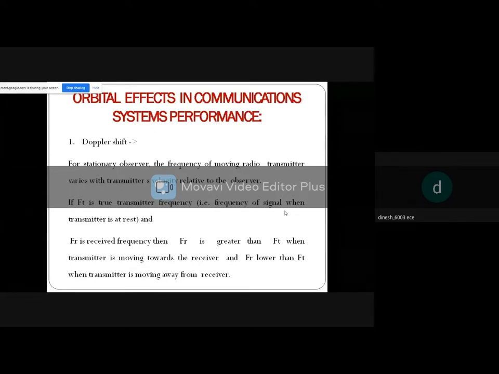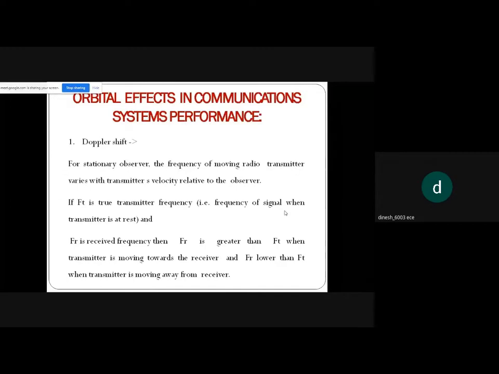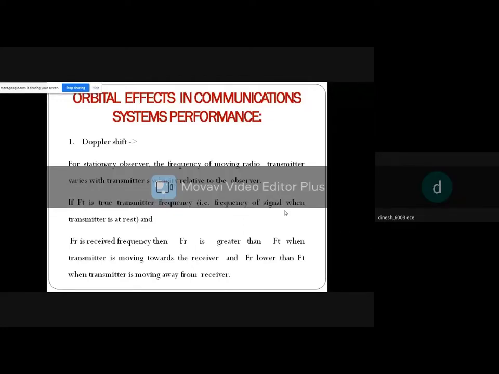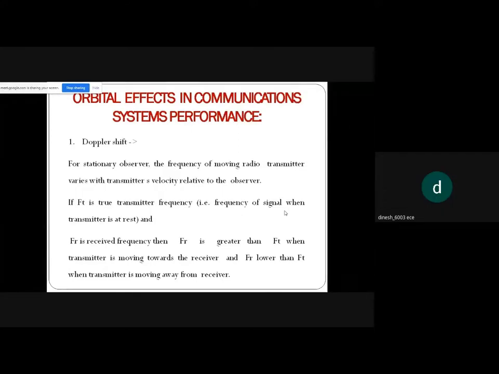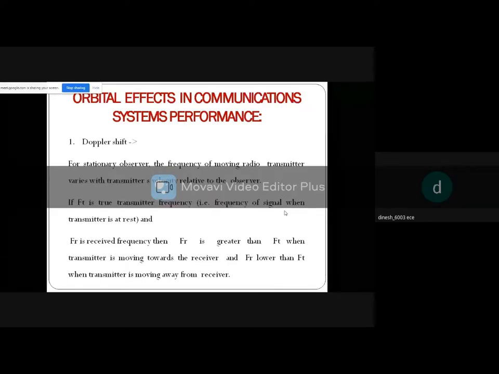The Doppler shift is that for a stationary observer, the frequency of a moving radio transmitter varies with the transmitter's velocity relative to its observer. So the signal falls either prior or post when you observe an object from a viewing point. Then we'll be finding our true transmitter frequency, FT, when the frequency of the signal is at rest.